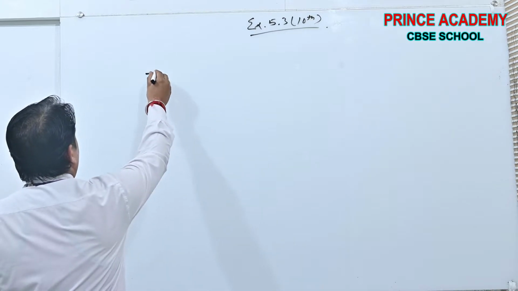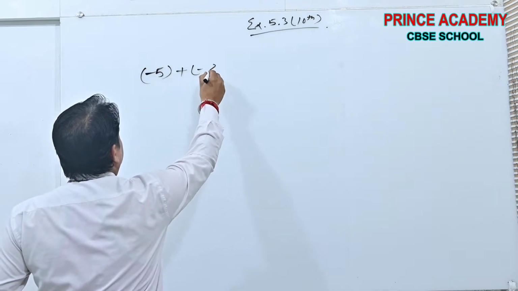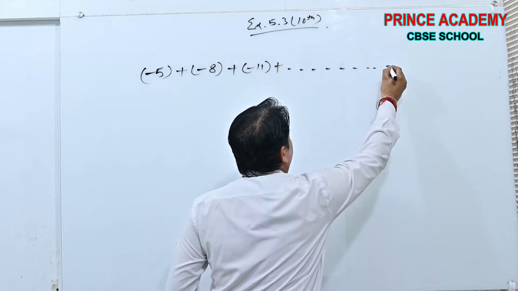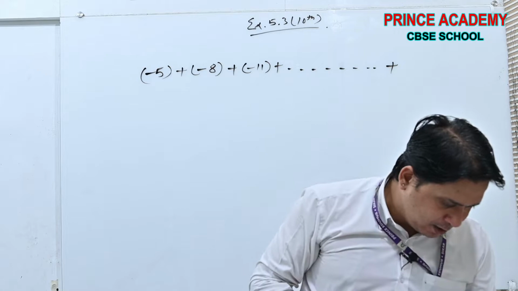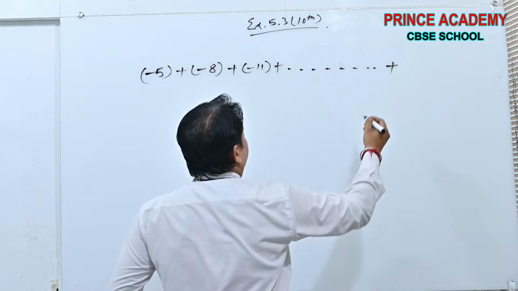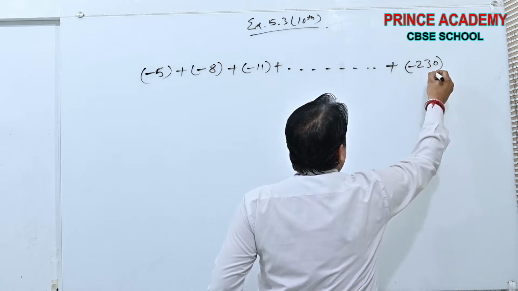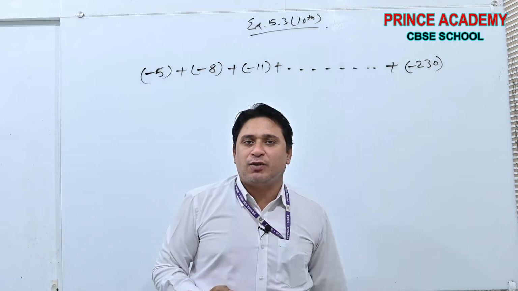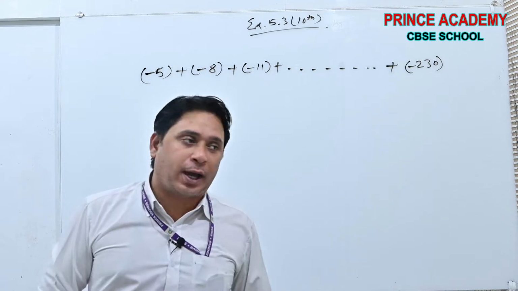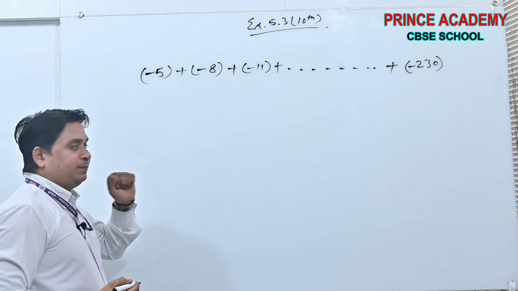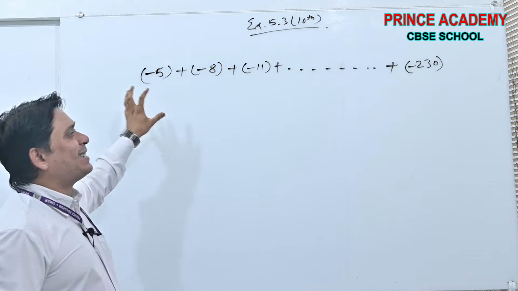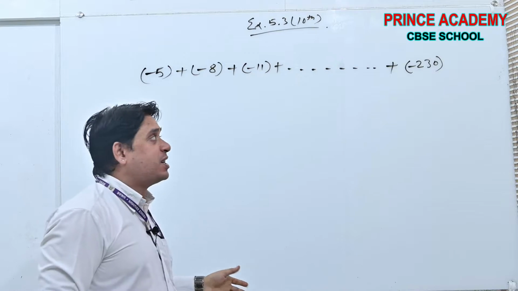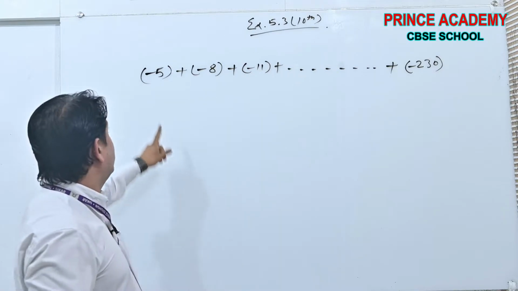-5 plus -8 plus -11 and so on up to the last term, which is -230. Okay beta, you have to sum this series, find the sum of this series. If you observe, is this series making a progression? Yes, it's making a progression. That is an arithmetic progression.